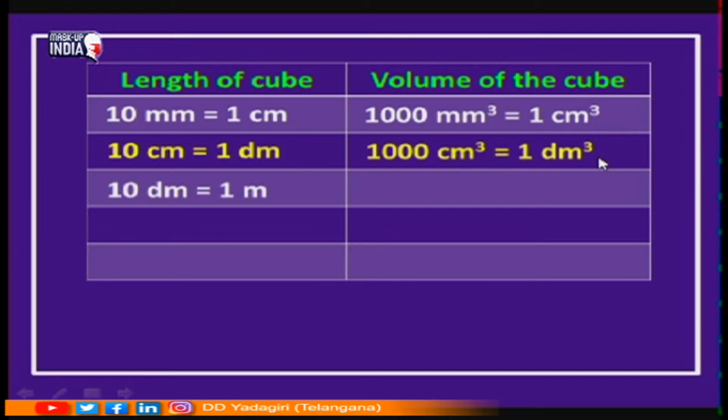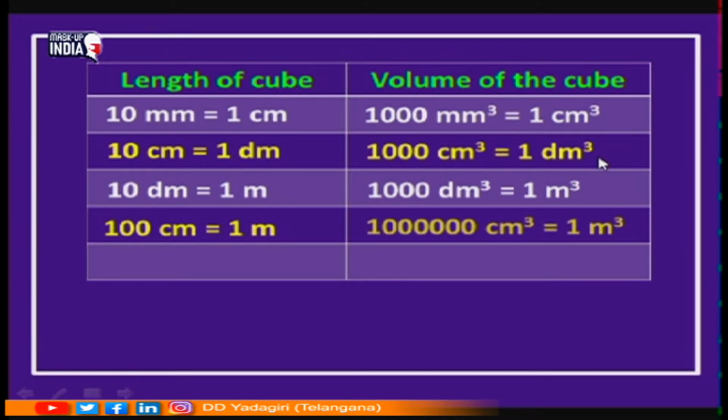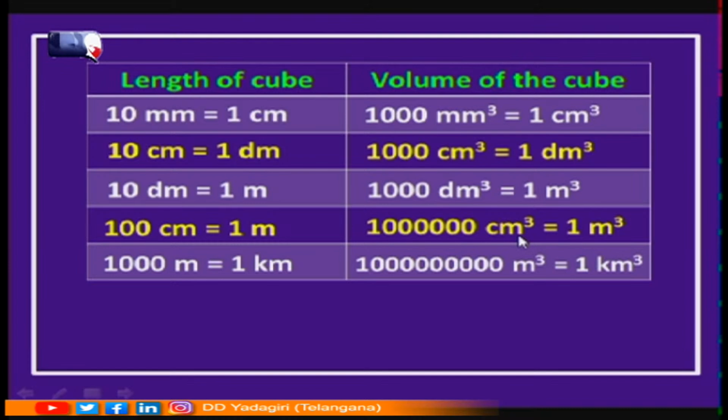So, next we take 10 decimeters as 1 meter. Again cubing both sides you get 1000 decimeter cube is 1 meter cube. Then 100 centimeters is 1 meter. Then cubing on both sides, how much you get children? You can see here 1 meter cube is equal to, yes, you get 10 crore centimeter cube, and finally 1000 meters is 1 kilometer. So, you can notice the relationship between the meter cube and kilometer cube as shown on your screen.